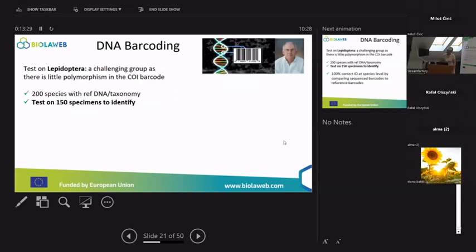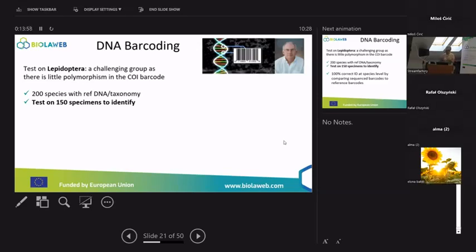Then he went on a more challenging test on Lepidoptera, because as I said, he was a butterfly guy, and because it's a challenging group, because there's little polymorphism in the COX-1 barcode. What does it mean? It means that in this barcode, there are not so many differences from one species to the other. That means that it may be a bit difficult to disentangle between species.